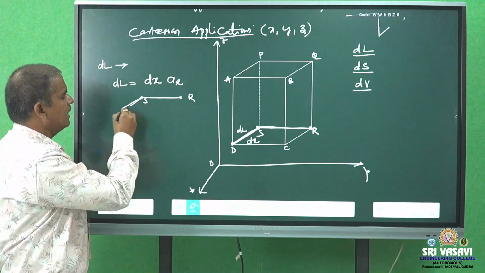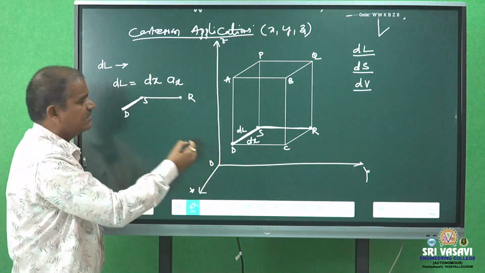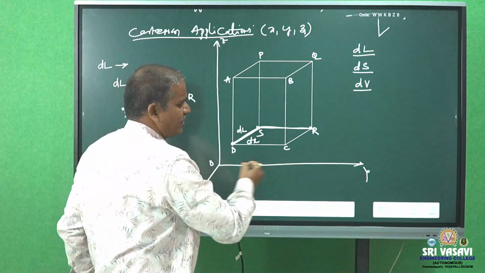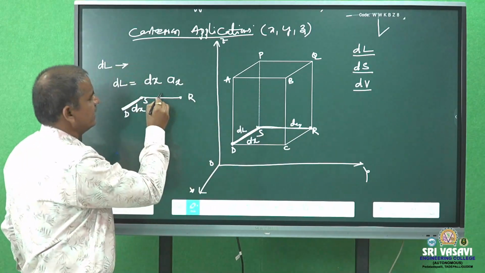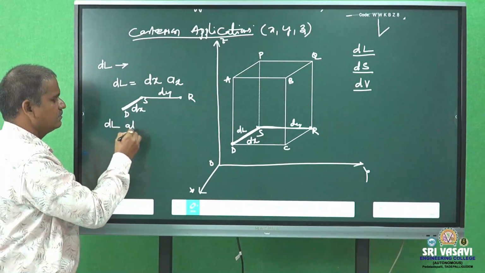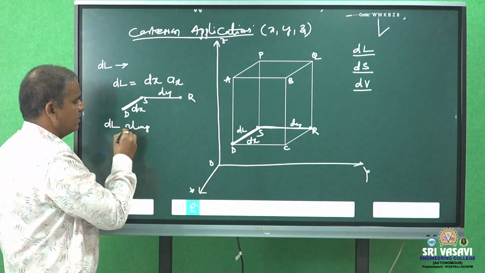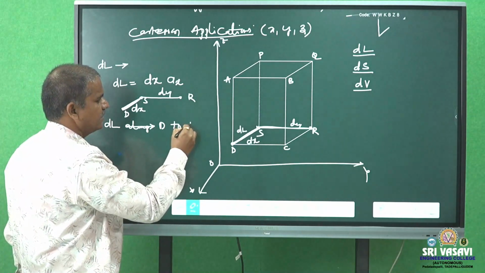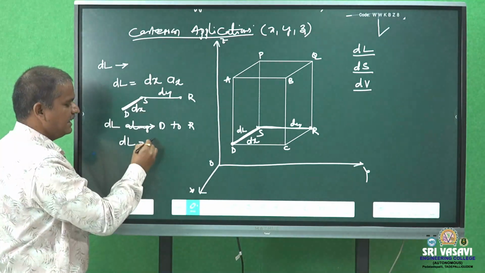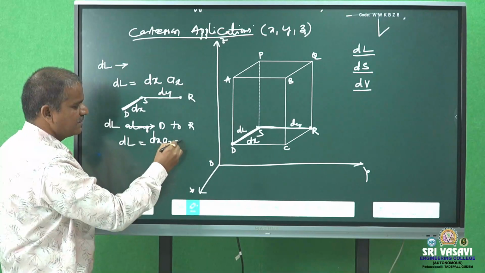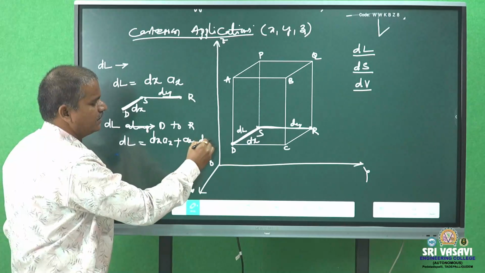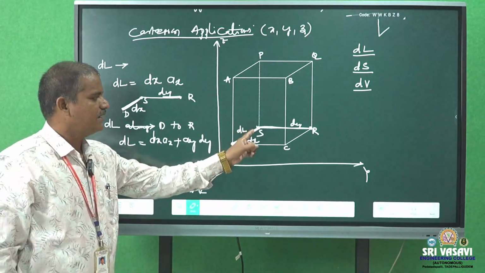Now this is a small length, differential length, along which direction? X direction, therefore it is called dx. This is towards the Y direction, therefore it is called dy. So we may write dy here. So the differential length towards D to R, first D to S, then S to R, DL becomes first dx AX for D to S, next for S to R, AY into dy. Okay, D to S and S to R.